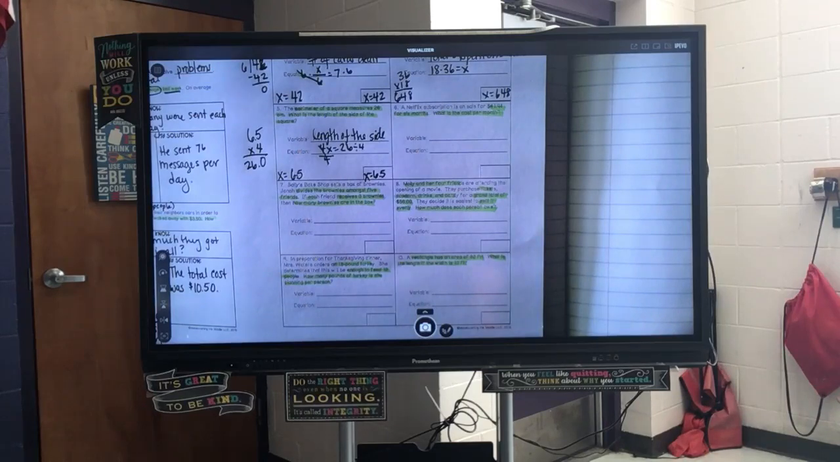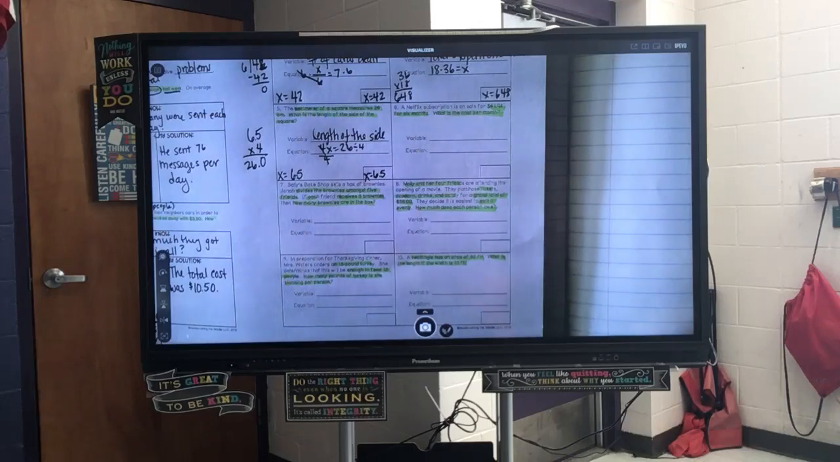So, how much will each person eat? The equation is 18 divided by 12. Alright, let's go ahead and go over these questions.